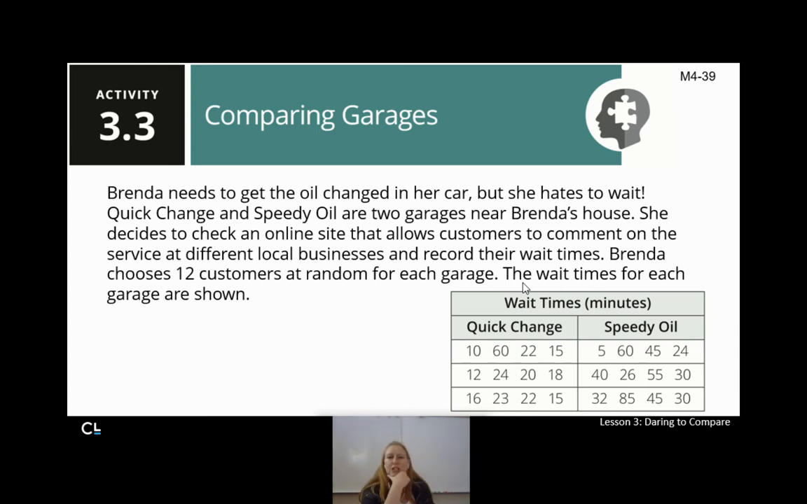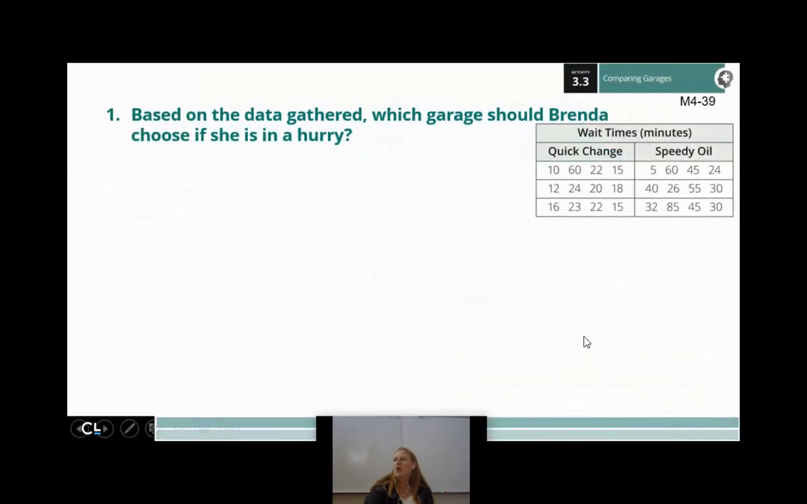Brenda needs to get the oil changed in her car, but she hates to wait. Many of us do. Quick Change and Speedy Oil are two garages near Brenda's house. She decides to check an online site that allows customers to comment on the service at different local businesses and record their wait times. Brenda chooses 12 customers at random for each garage, and the wait times for each garage are shown. Based on the data gathered, which garage should Brenda choose if she's in a hurry?